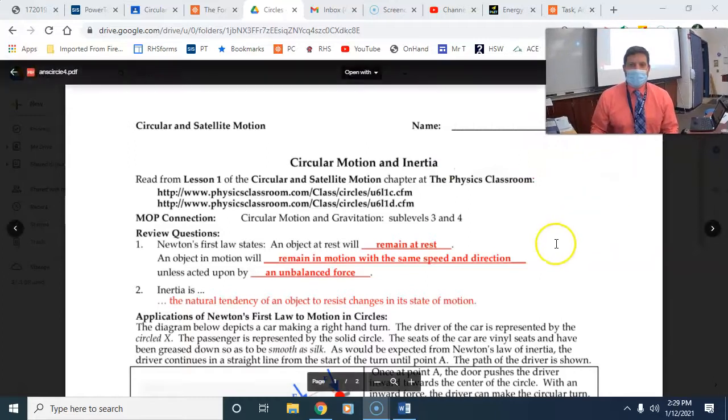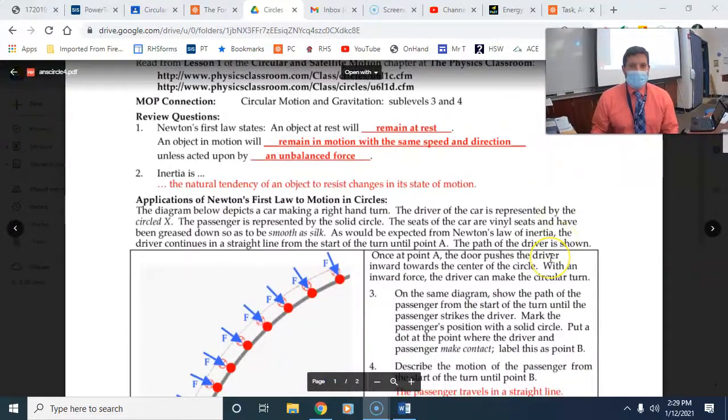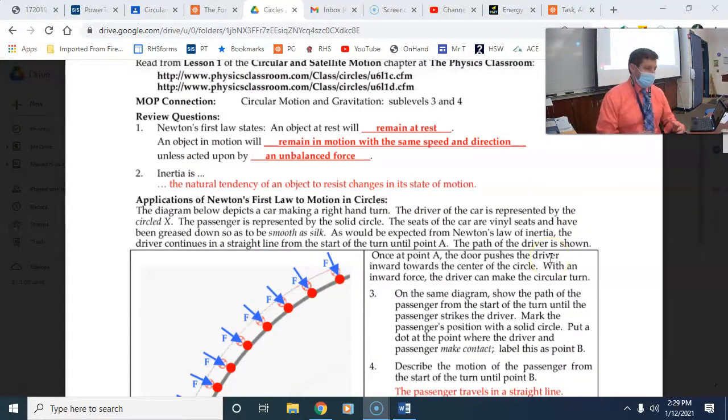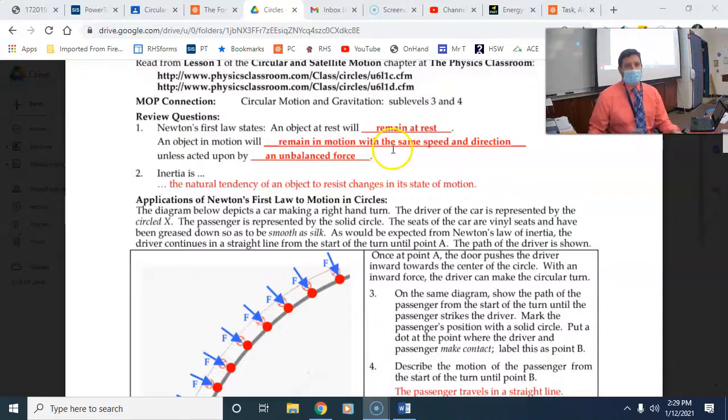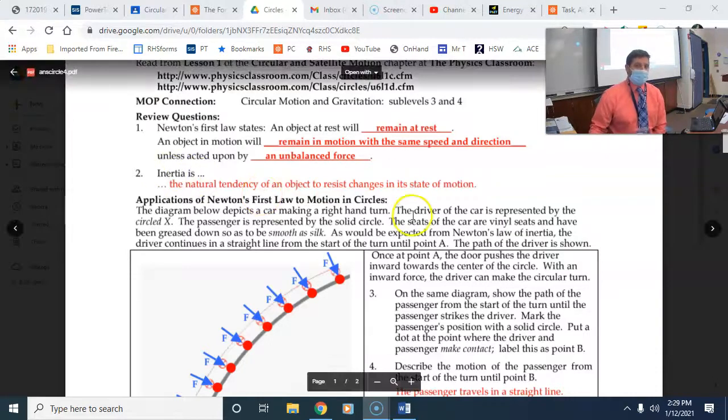Okay, going over this one, there's a few review questions to start. That reviews inertia and really where it came from, since that's what we were talking about. So, old Newton's first law from a while ago. First review question: an object at rest will remain at rest, and an object in motion will remain in motion with the same speed and direction unless acted upon by an unbalanced force. And inertia is a natural tendency of an object to resist change in its state of motion. Main thing is inertia is not a force.